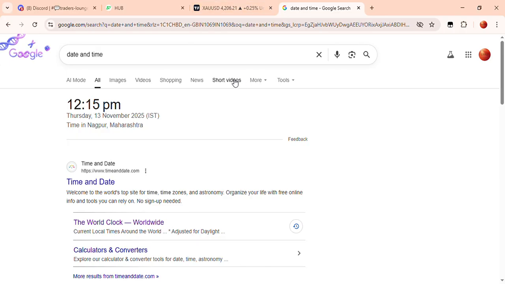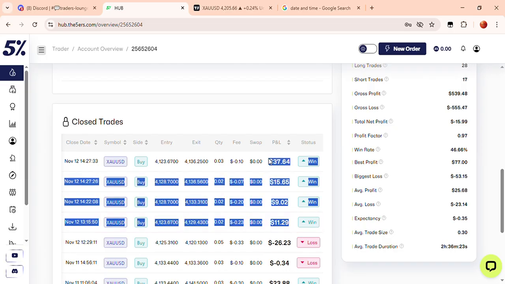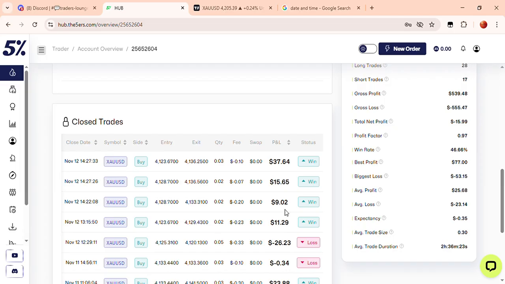If you look at yesterday's trade, I haven't started trading today. Yesterday I mentioned in the previous video about one ongoing trade and one finished trade. This was the losing trade, the first trade, which lost $26.23, and this was the second trade. All these four trades are considered as one trade. I will explain added quantity and booking partials. That's why it's showing in different rows.